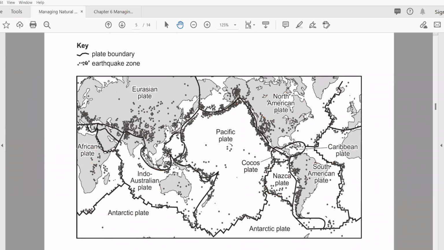Now see the question. Describe the distribution of earthquake zones shown on the map. So where can you find more earthquake zones on the map? First of all, you'll find them near the plate boundaries. Can you see that? Most of them you can find near the plate boundaries.